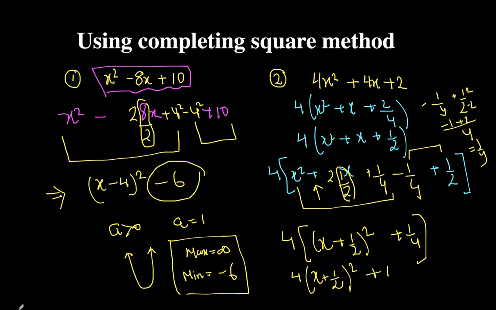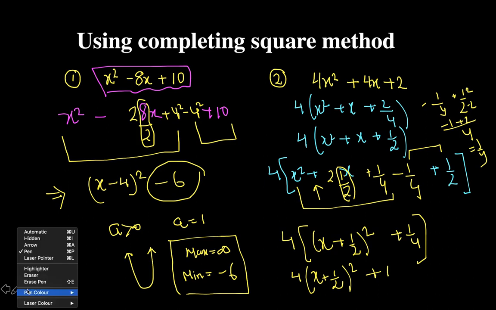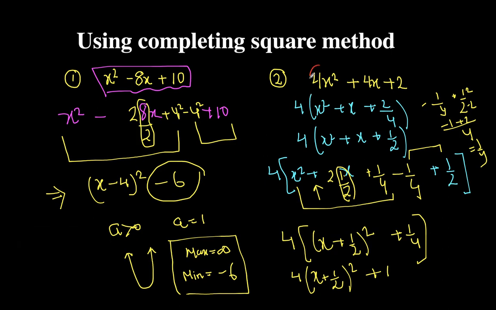Now you can say that your maximum or minimum value, what is that? The a is positive number, so your max value will be always infinite. Okay, now your minimum value is 1, because your maximum value is already defined. So minimum value is 1.